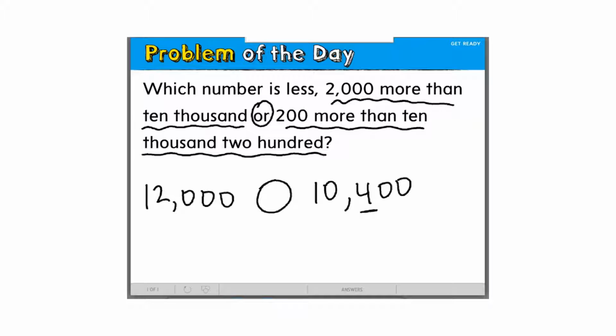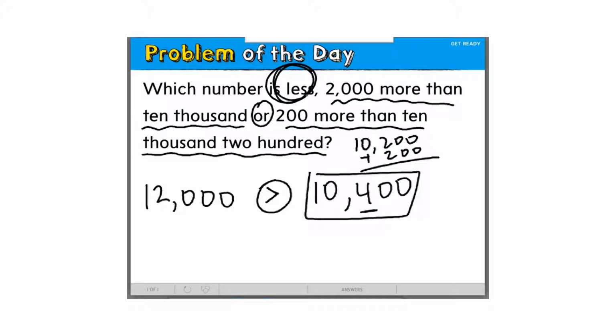This is the hundreds place, so we're adding 200 more to 10,000. Because the number was 10,200 and it said to add 200 to that, which would make 10,400. I accidentally added 200 to 10,000. That's what they were trying to trick you with. So this number would be more. So the number that's less would be 10,400 because the other number is 12,000. So if we started comparing, right? Started comparing in the 10,000s place. The question was which number is less?